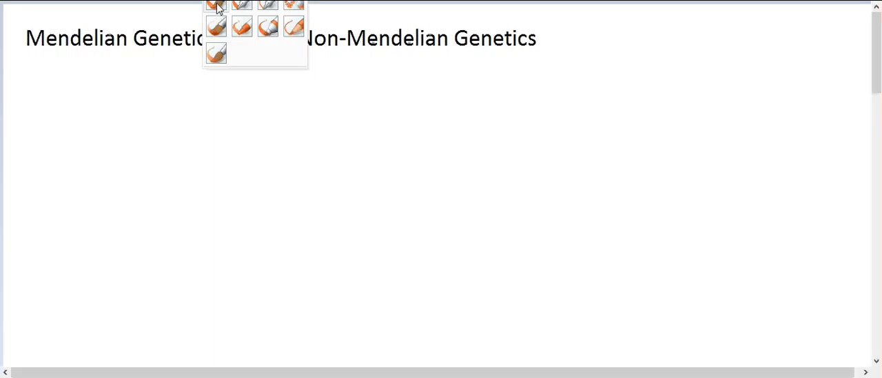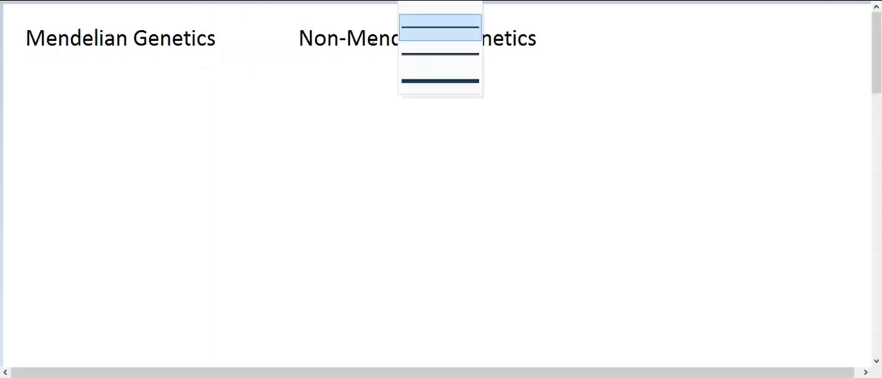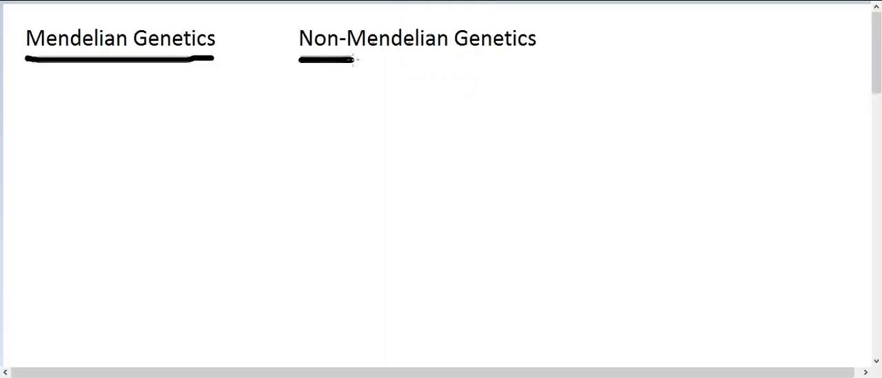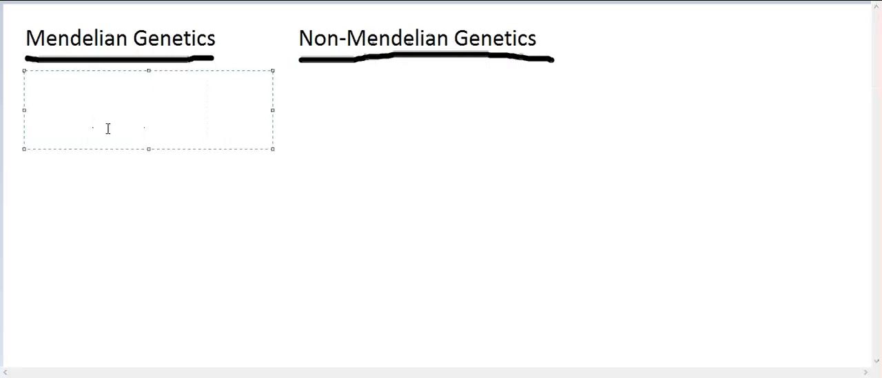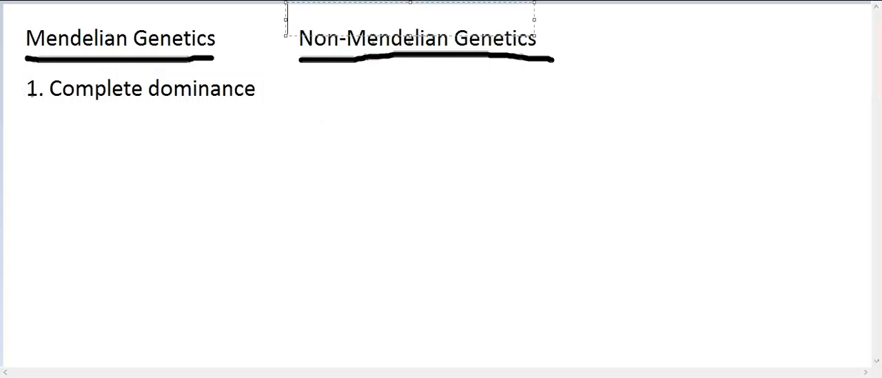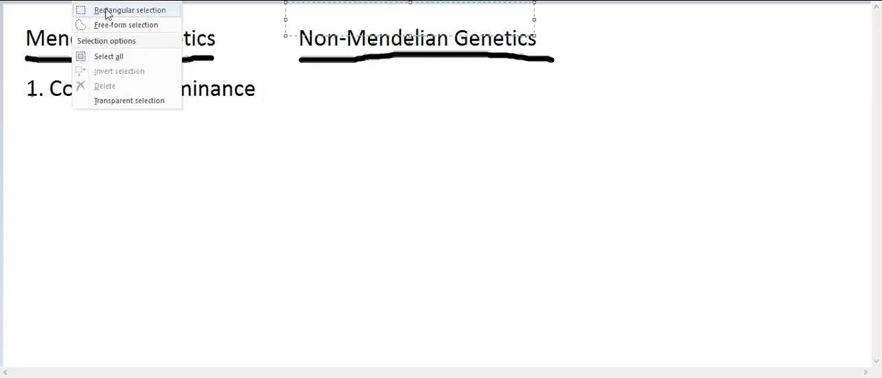So what's the big deal with these? Which one of them gets what and where? Basically there's Mendelian genetics, there's non-Mendelian genetics. And with Mendelian genetics there's something called complete dominance. And let me see if I can move this aside a little bit.